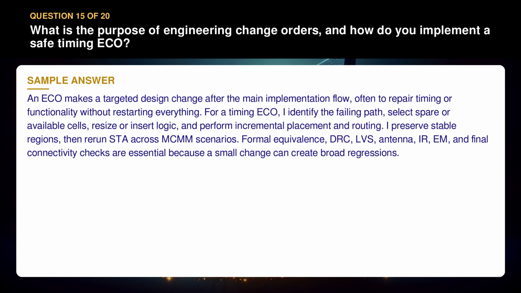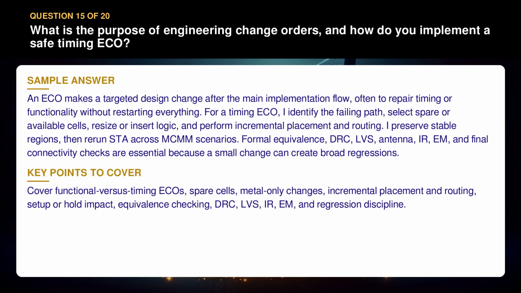Formal equivalence, DRC, LVS, antenna, IR, EM, and final connectivity checks are essential because a small change can create broad regressions. Cover functional versus timing ECOs, spare cells, metal-only changes, incremental placement and routing, setup or hold impact, equivalence checking, DRC, LVS, IR, EM, and regression discipline.